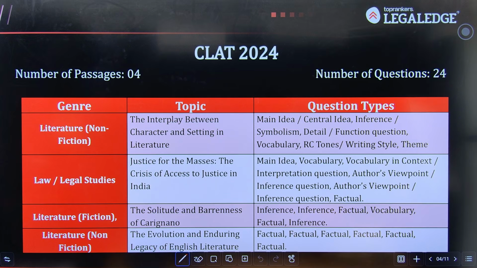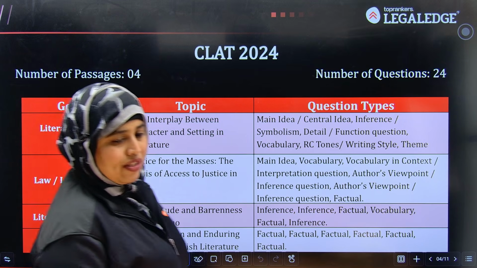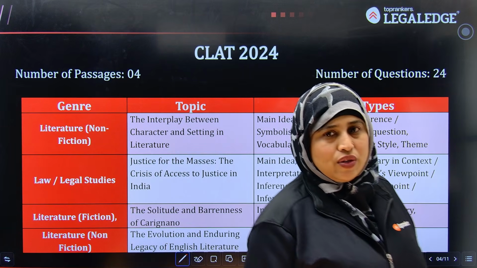Now, the last one, which was around non-fiction again. The title of the passage can be The Evolution and Enduring Legacy of English Literature. All the questions were around fact based. That means all 5 to 6 questions were around factual questions.